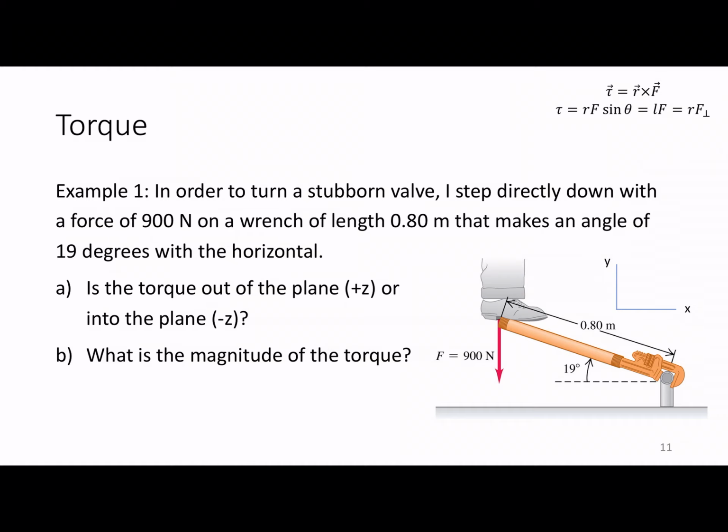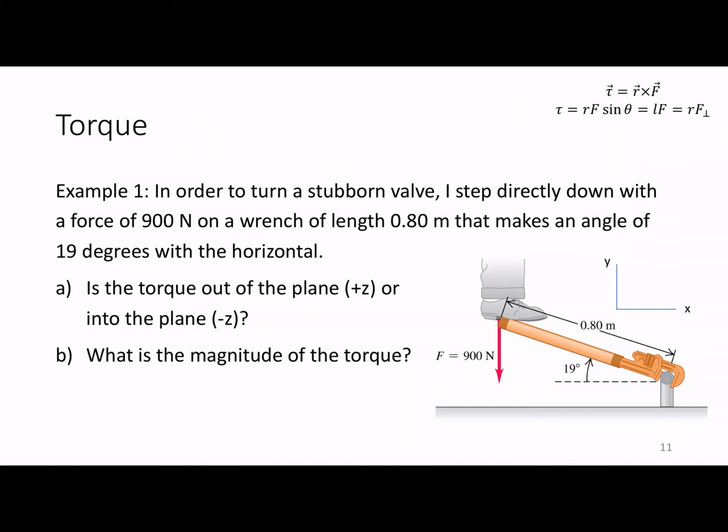Consider the following situation. Now I have a wrench, and imagine that my wrench has a length of 0.8 meters. The angle is 19 degrees as shown. And I'm going to step straight down with a force of 900 newtons. So what I want you to do, first off, together, is: is the torque out of the plane or into the plane for this case? Out of the plane or into the plane?